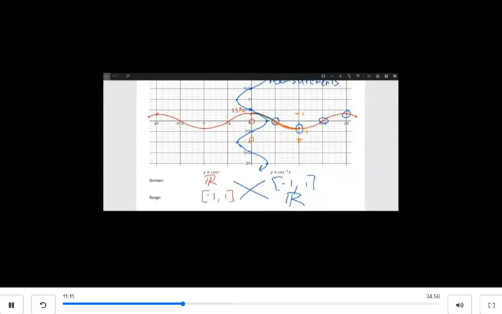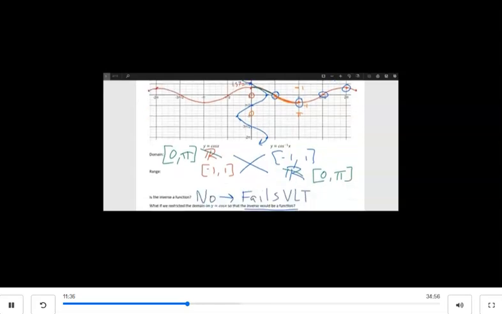So if we restrict the domain, if we cut this domain down to 0 to pi, that becomes the new range of the inverse cosine function. Now, what's that going to look like on the graph?